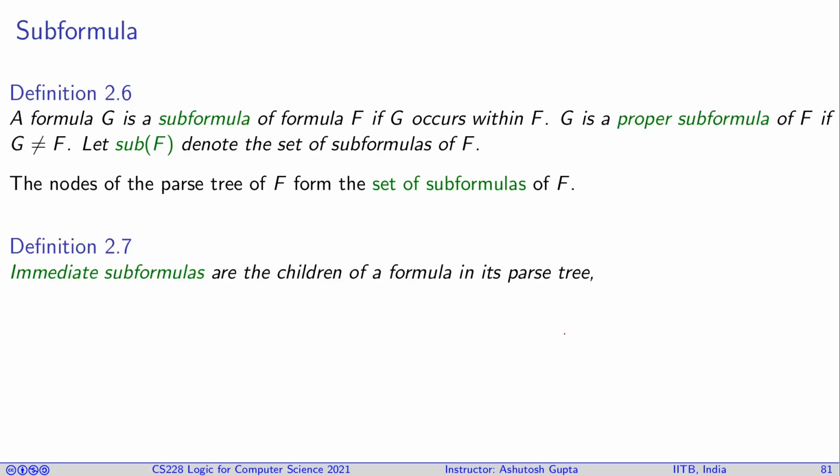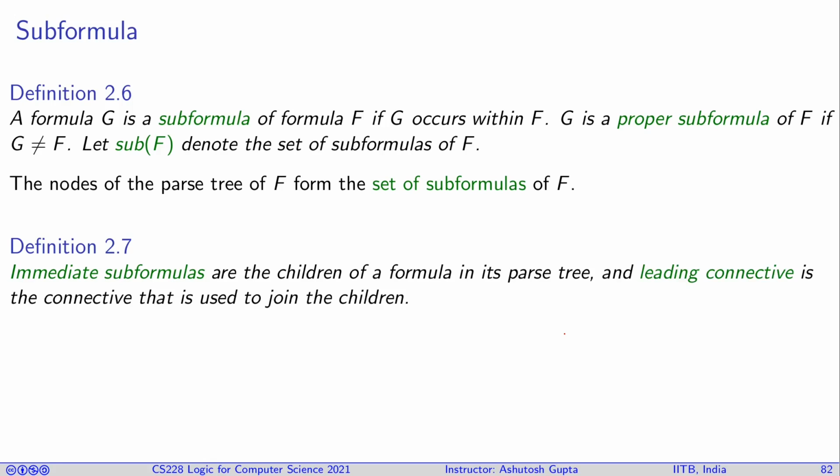Immediate subformulas are the children of the formula in its parse tree. So, the formulas immediately below, not descendants, just immediate children. We call them immediate subformulas, and this definition is useful sometimes in some contexts. The leading connective is the connective that is used to join the children. The thing sitting on top, connecting things to create the node, is called the leading connective. These definition terms will appear now and then in our slides.